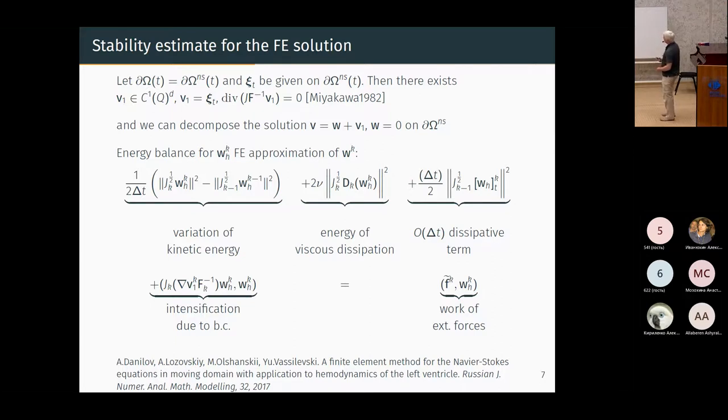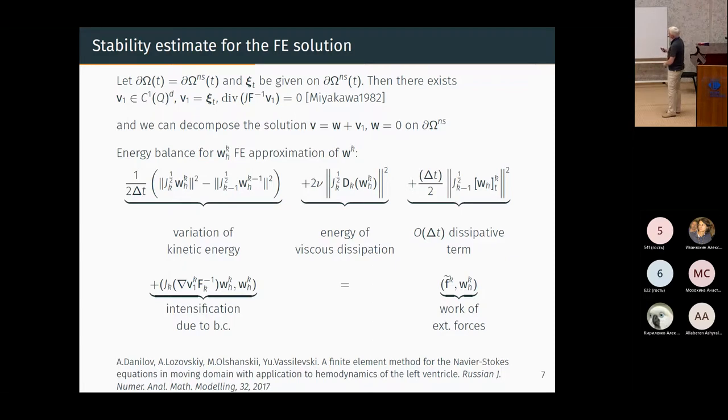The energy balance equation is set for a component of the velocity, which is obtained from the decomposition of the velocity field into two parts, the known part and the unknown part. The known part, V1, is the divergence-free velocity vector field, which has traces on the domain boundary equal to the velocity of the walls, psi t. And it is divergence-free. It is known that such a divergence-free finite element discretization exists.